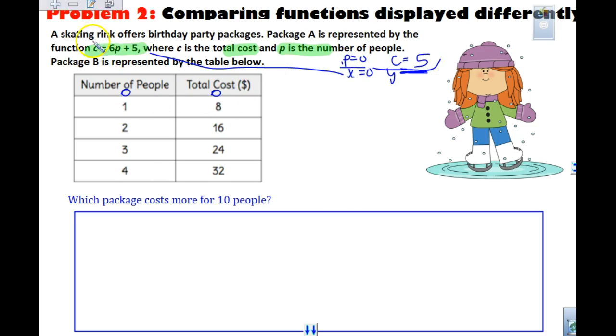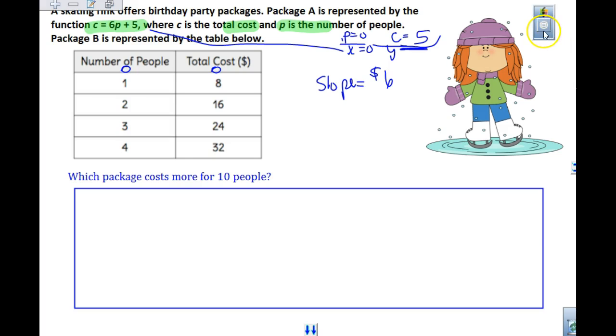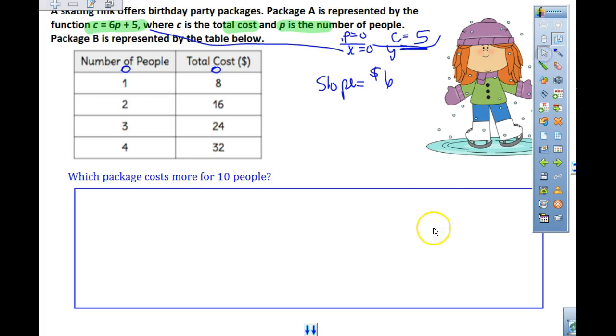And what is my slope in this equation? How much are they charging per person? What's my slope in our equation? Should be $6, right? Versus $8 here. So as we look at those two, now what we want to do is compare those. Which package costs more for 10 people?